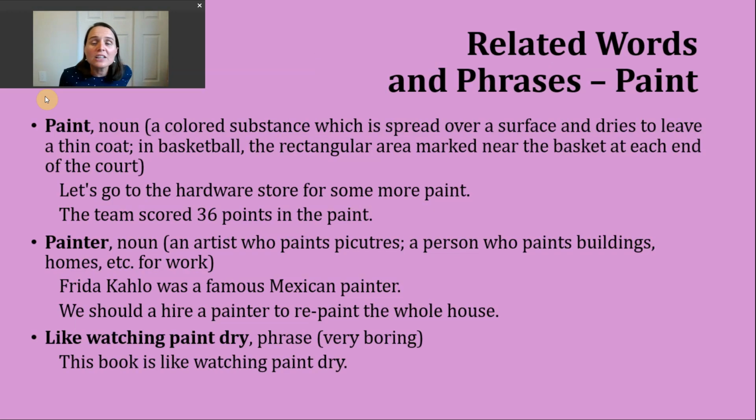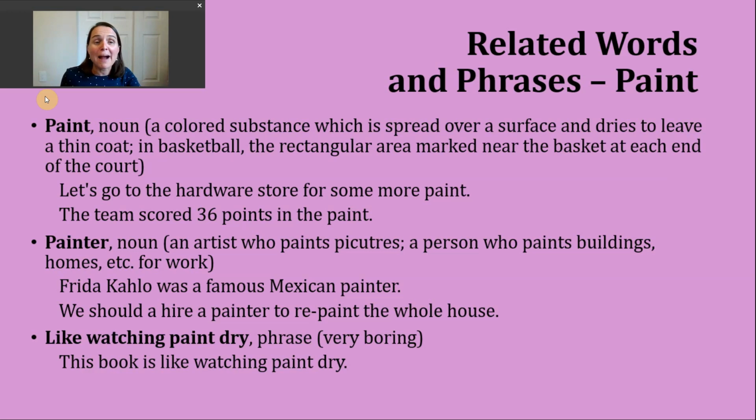Now let's spend just a little time looking at some words and phrases that are related to our verb paint. The first word we're going to start with is just the noun form of this word. So we have the exact same spelling and the exact same pronunciation. One of the meanings for the noun paint is a colored substance which is spread over a surface and it dries to leave a thin coat or thin coating. An example of this could be, let's go to the hardware store for some more paint. Perhaps we didn't buy enough and we have more walls to cover.